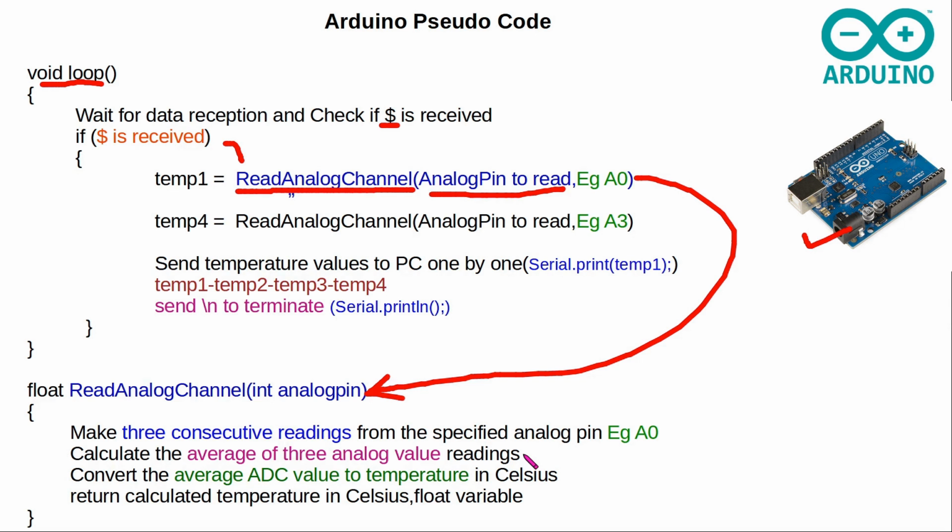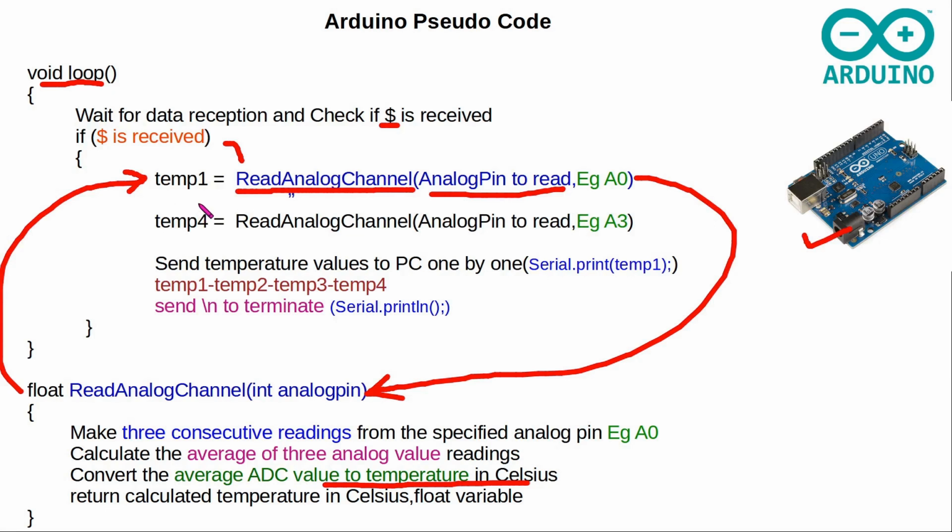Now once we have got the average of the analog value on the pin A0, we will use that value to calculate the temperature. I will explain the calculation later. Now once the calculation is completed, the value, that is the temperature, in the form of a float variable is returned back and is stored in the value temp1.